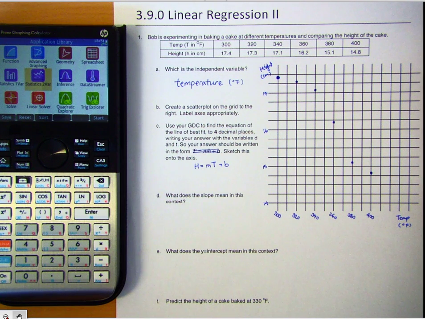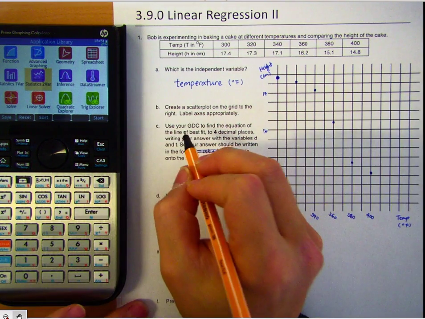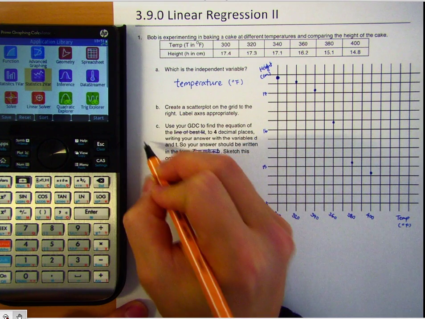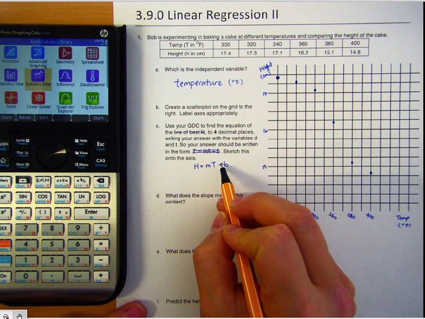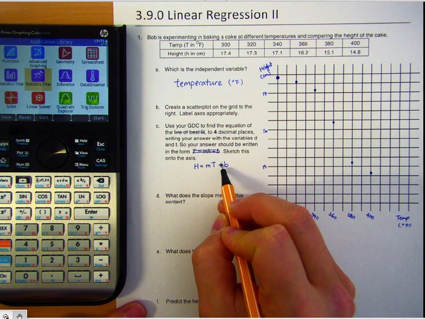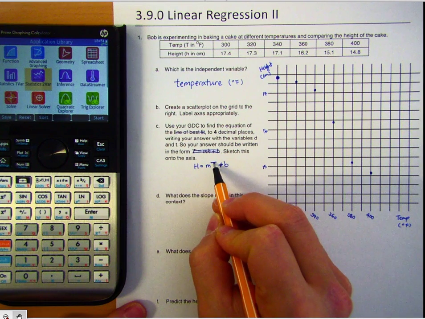Okay. Part C, the calculator will help us find a best fit, or regression line is better vocabulary, to 4 decimal places. There was a bit of a typo here. Height should be m, the slope or gradient, with respect to temperature, plus the y-intercept. The typo in the problem had an mh, but I believe that's fixed now.